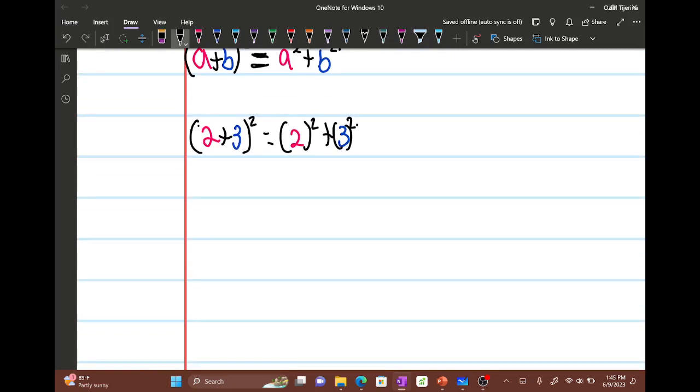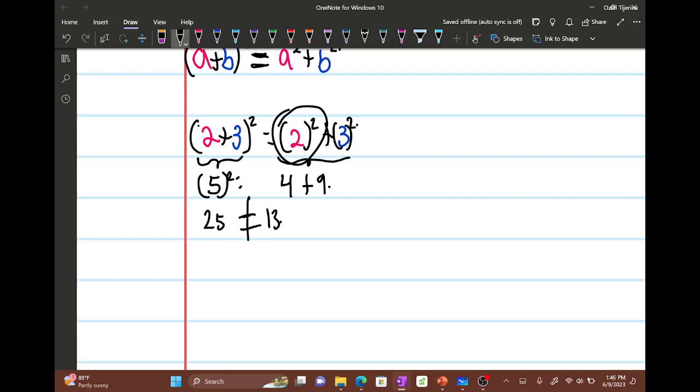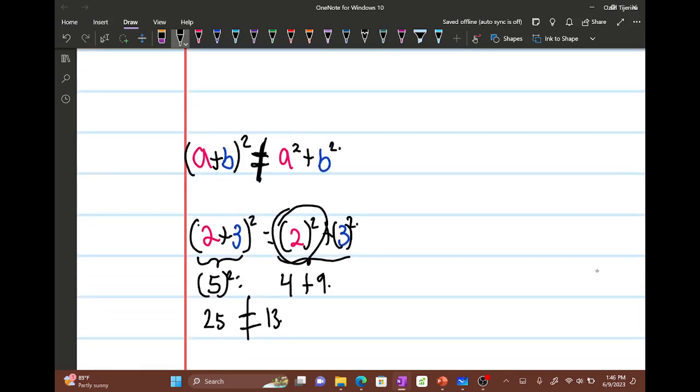So basically, we know that 2 plus 3 is 5, and 5 squared is 25. But if I square this one, I get 4, and if I square the 3, I get a 9. But 4 plus 9 is 13. 25 does not equal 13, so this can't be true, right? We can't say that.